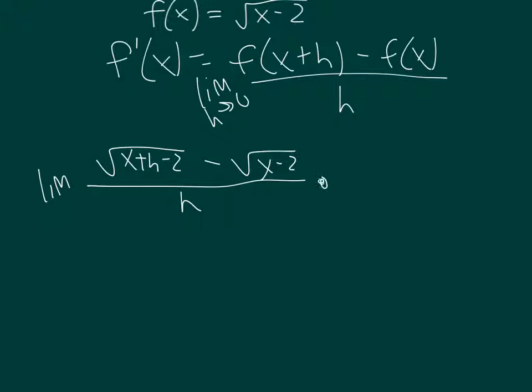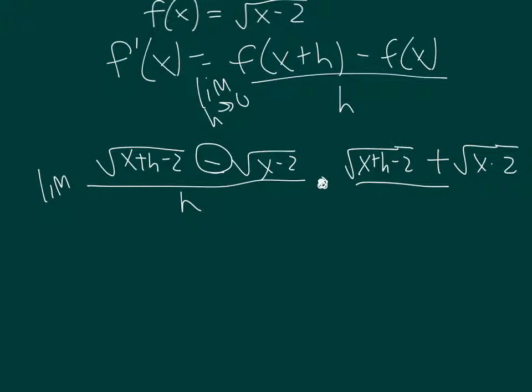And that idea, again, is one from last year. We are going to multiply by the conjugate of the square root. The conjugate looks at that symbol, and it makes it the opposite. So the square root of x plus h minus 2 plus the square root of x minus 2, and divided by the same thing: the square root of x plus h minus 2 plus the square root of x minus 2. Again, the conjugate of the square root is just changing that sign from a minus to a plus.